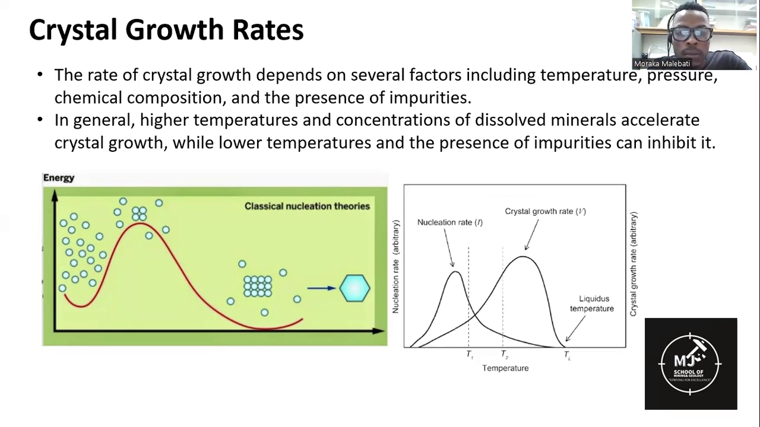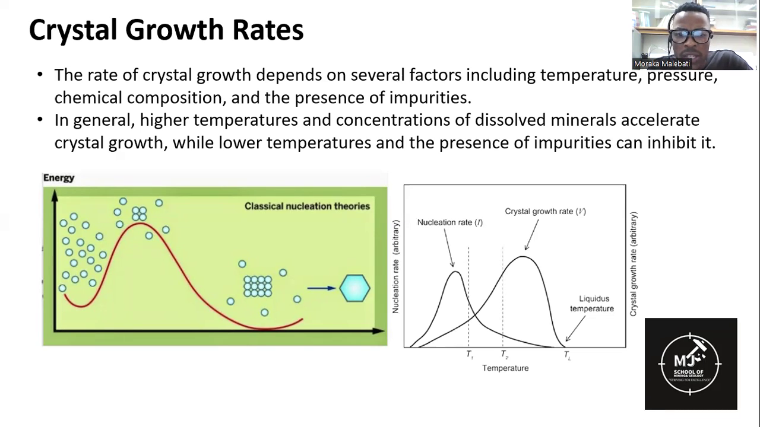So, crystal growth rates. Once we have formed that particular crystal, how fast it grows is referred to as the crystal growth rate. The rate of crystal growth depends on several factors, including temperature, pressure, chemical composition, and of course impurities. In general, when we have high temperatures and a high concentration of dissolved mineral, we are going to have faster crystal growth. But if we have low temperatures and the presence of impurities, then the crystal growth will be slow.